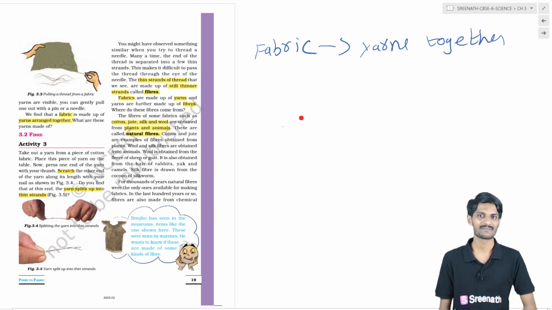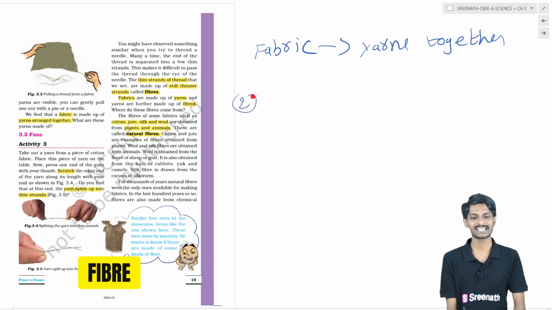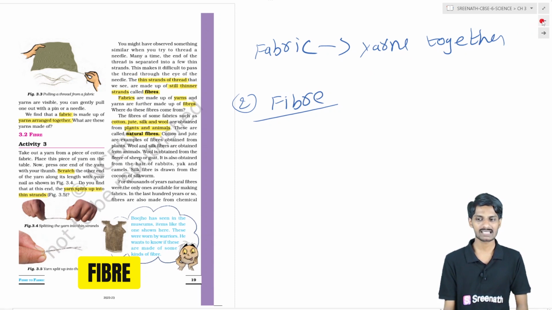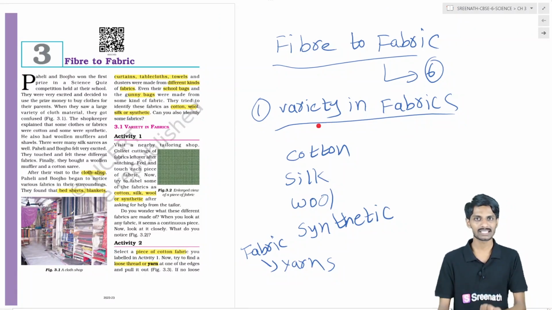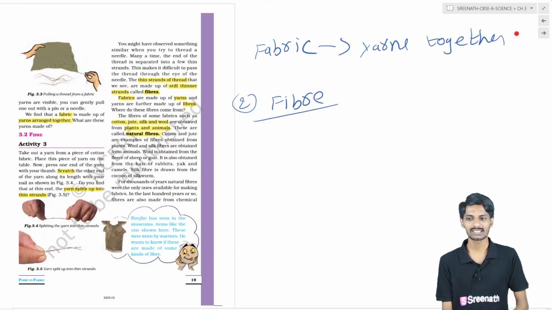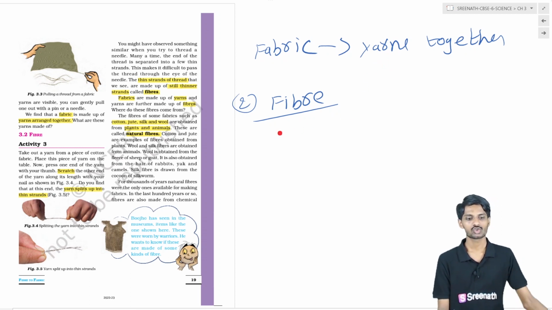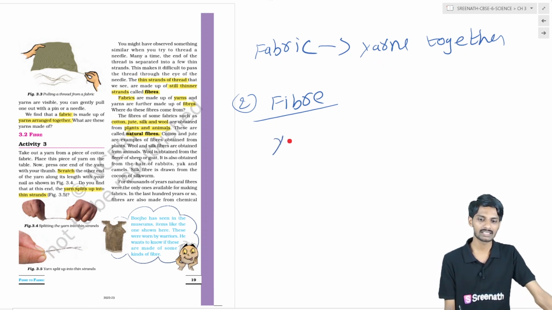Students, now we are going to start the second topic, that is fiber. What is meant by a fiber? Until now we have discussed that fabric means the clothing which we are using currently, and curtains like that. Those are nothing but made up of groups of yarns together. Now what is meant by fiber? If you take one yarn in one hand and try to scratch it using the other hand, what you will observe is that at the end the yarn will split up.